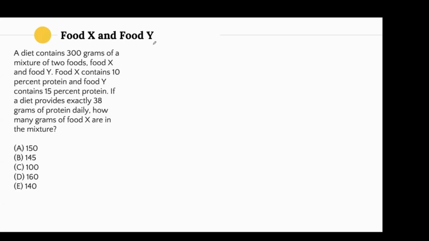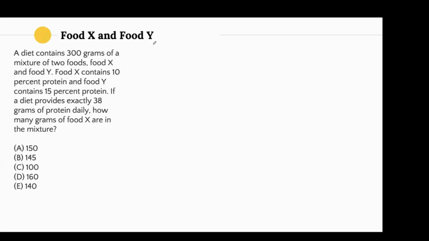Or how did you start? So basically, what I'm trying to find out is the average percentage of protein. That is where I got stuck. It says 38 grams of protein daily, right? So this 38 grams of protein, should I infer it from the total of 300 grams, or how? I think this is the place where I'm stuck.